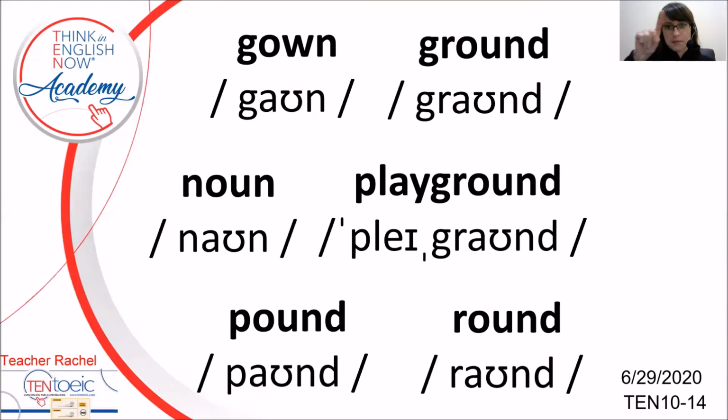Round. This is something like a circle. So this, for example, this is round. It's a circle. Or the earth where we live, the earth is round.